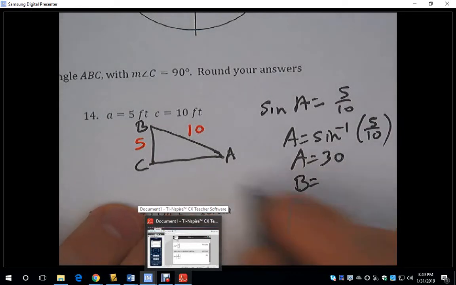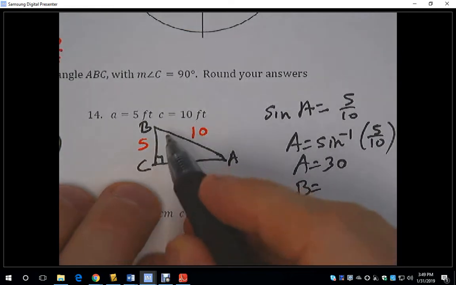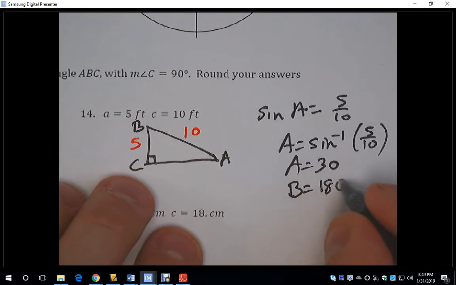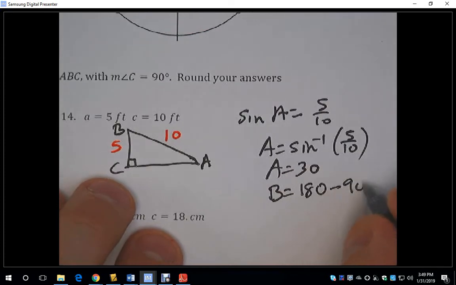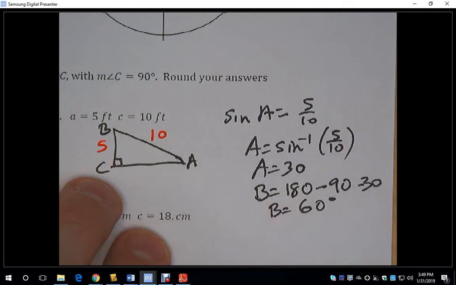So B must be, if C is 90 degrees, then B is going to be 180 degrees minus the 90 degrees minus the 30 degrees, and that's going to give me that B equals 60 degrees.